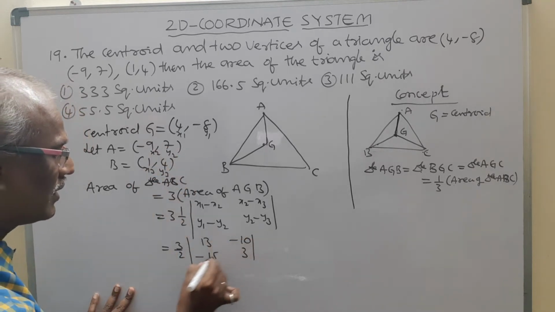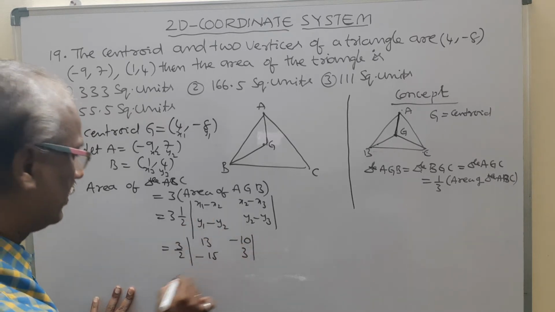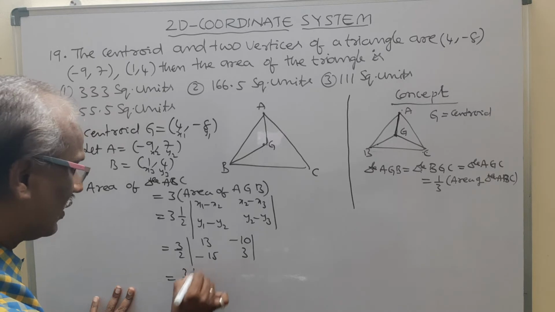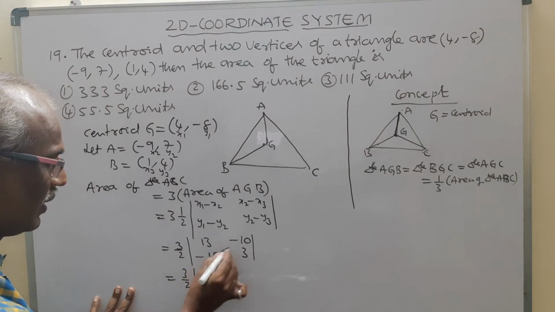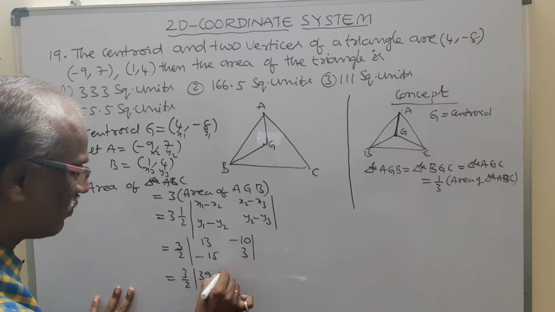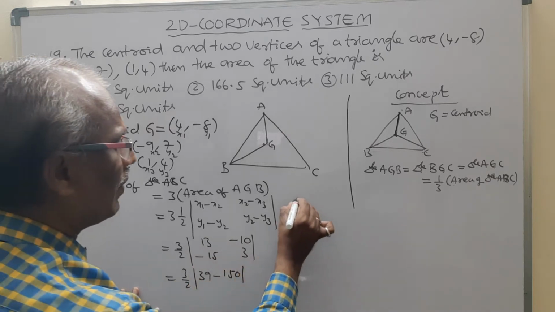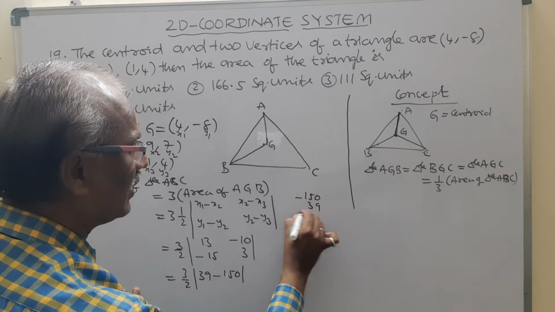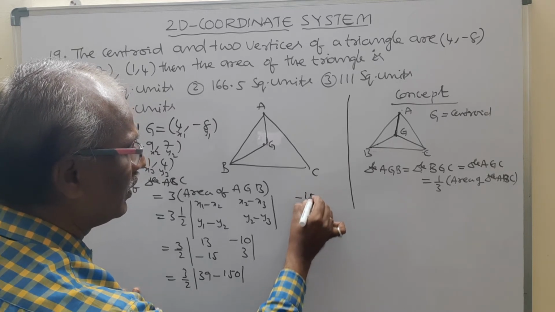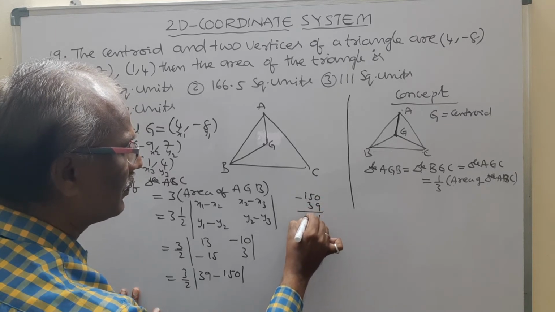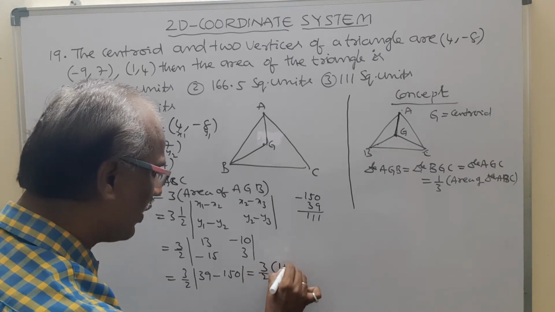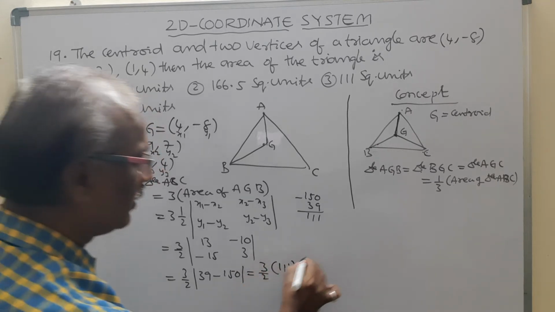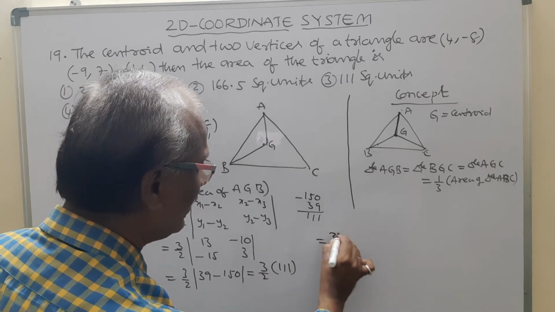Here apply the AD minus BC form. 3 by 2, 13 3s are 39. Here 10 into 15, minus into minus is plus 150. Minus 150 plus 39 gives minus 111. So 3 by 2 into 111. Multiply with 3: 3 into 111 is 333 by 2.